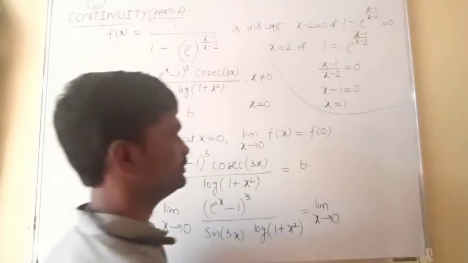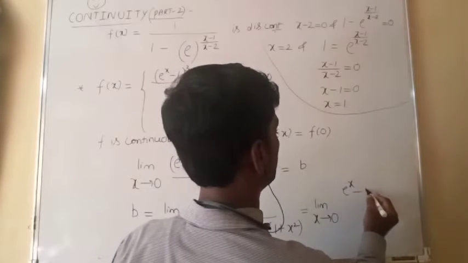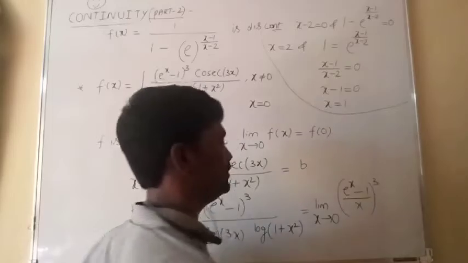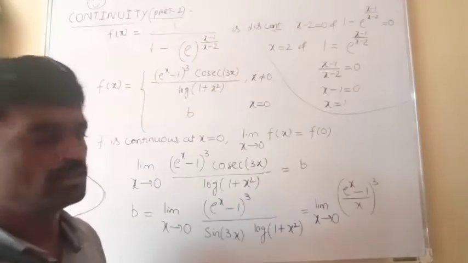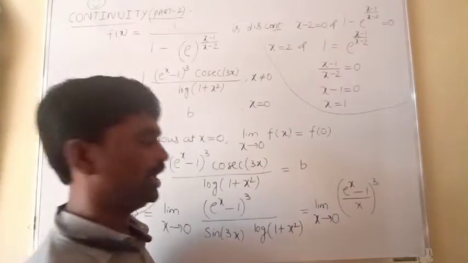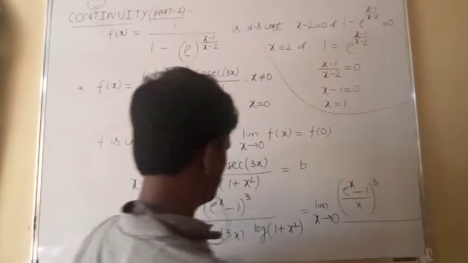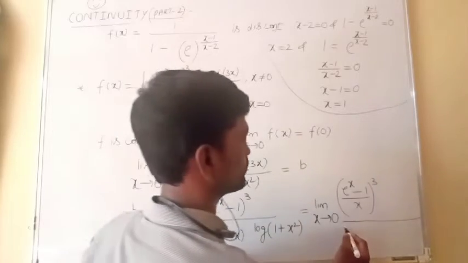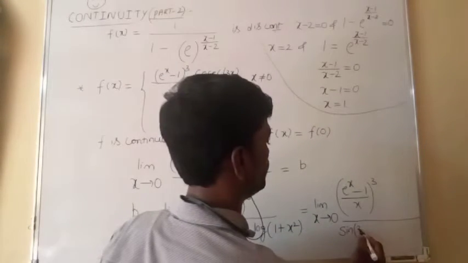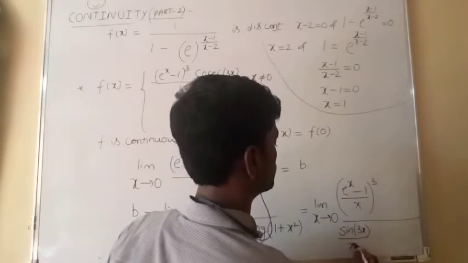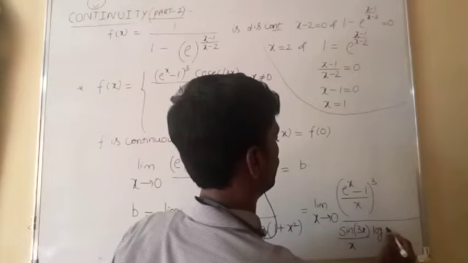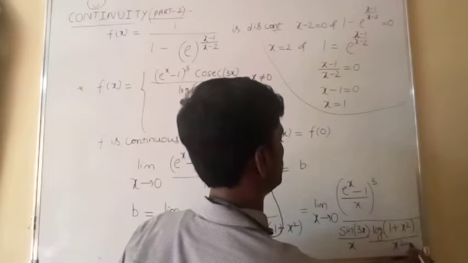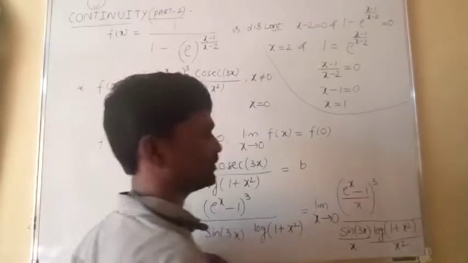Limit x tends to 0. So e power x minus 1 by x whole cube. That means the numerator I am dividing with what? X cube. So denominator also you have to divide with what? X cube. And I am splitting that x cube as x into x square. So sine of 3x by x into log of 1 plus x square by x square. See, x into x square, x cube, here also x cube.